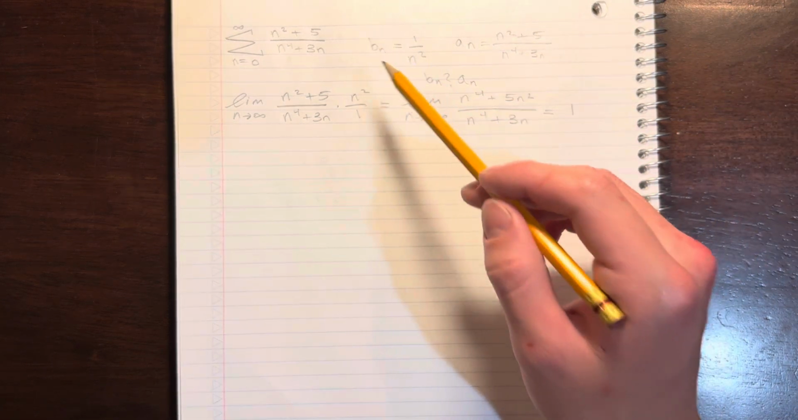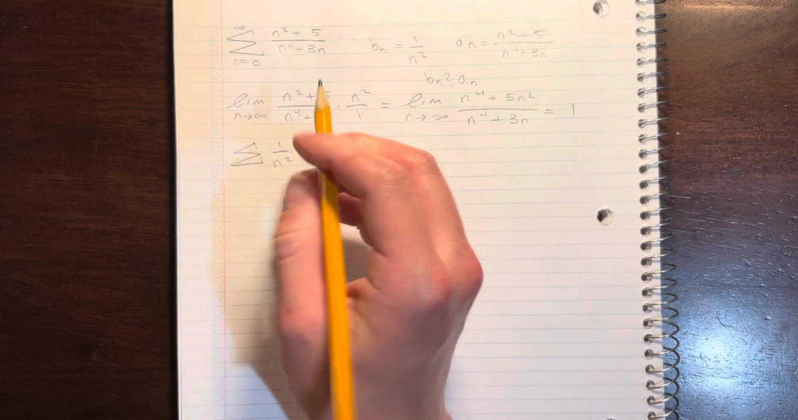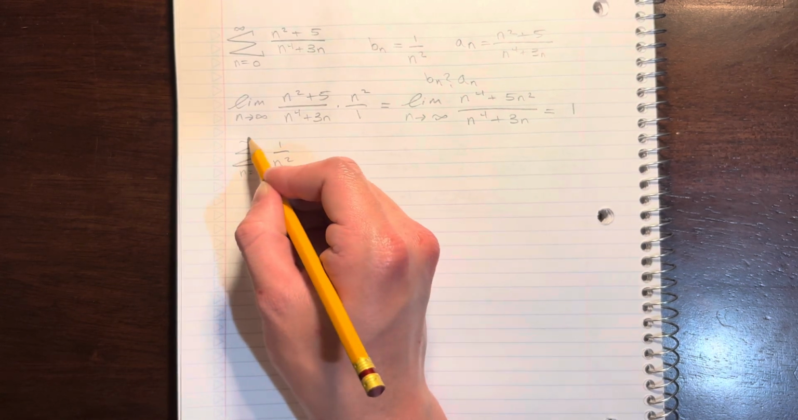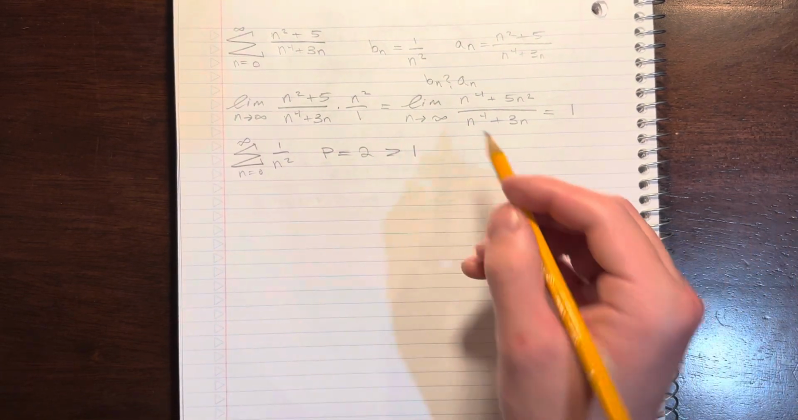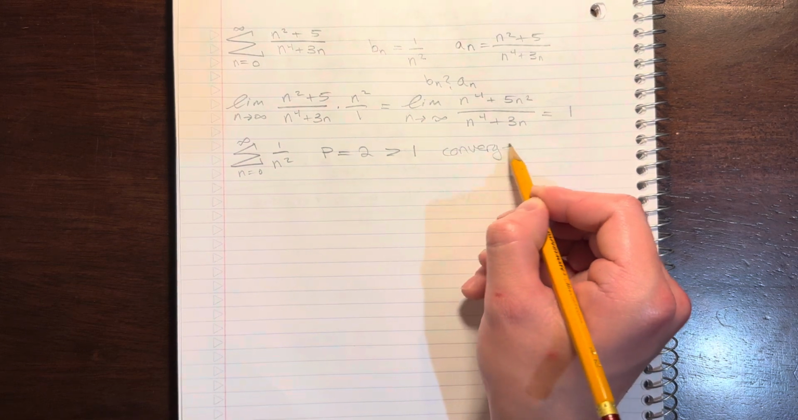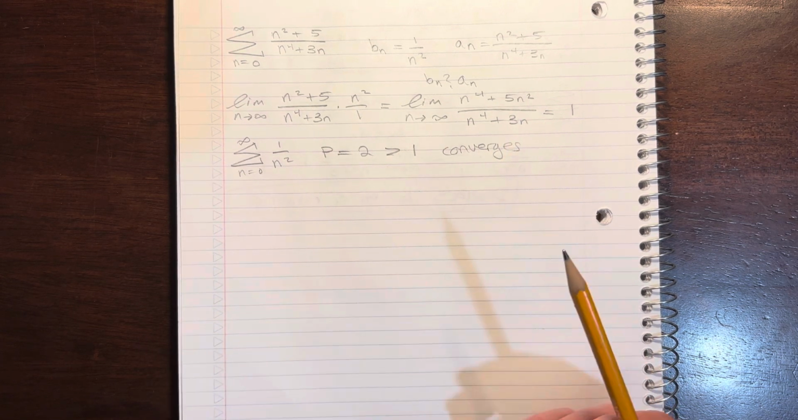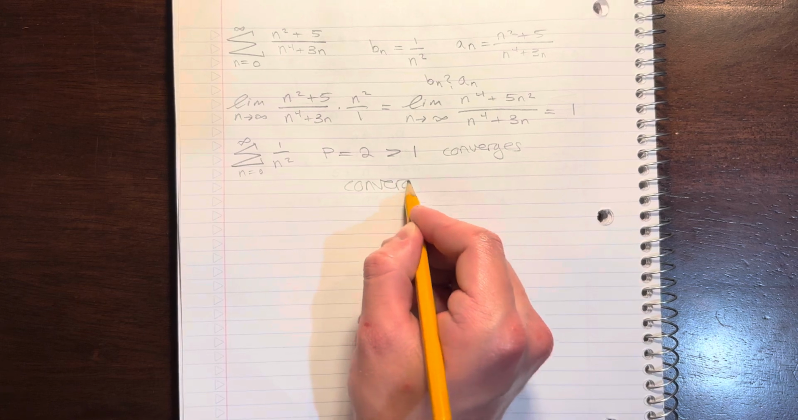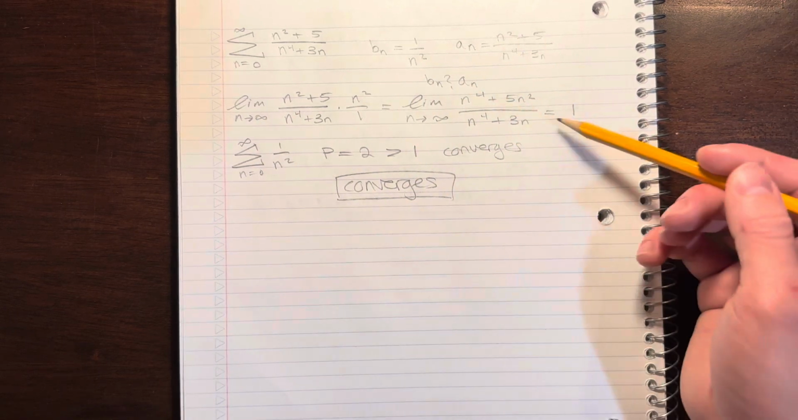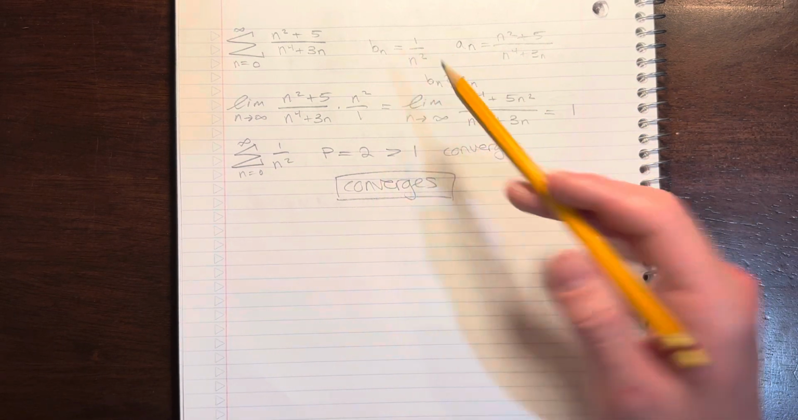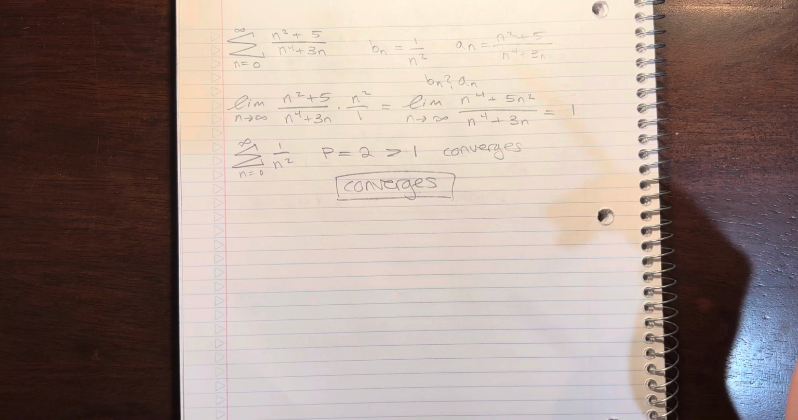However, we have to look at the second condition for convergence. Is our bn convergent? So 1 over n squared is a p series with p equal to 2, which is greater than 1. Therefore, that converges. So this is our bn right here. It converges. Therefore, the whole series converges because our first condition is satisfied, the limit is a positive finite number, and also our bn is convergent. Therefore, the entire series converges. And that is the limit comparison test for you. Thanks for watching.